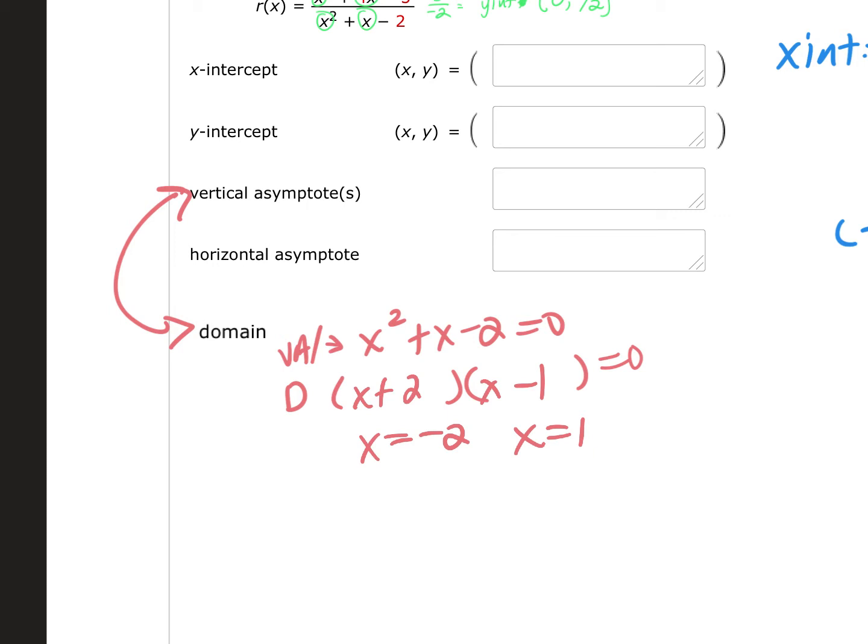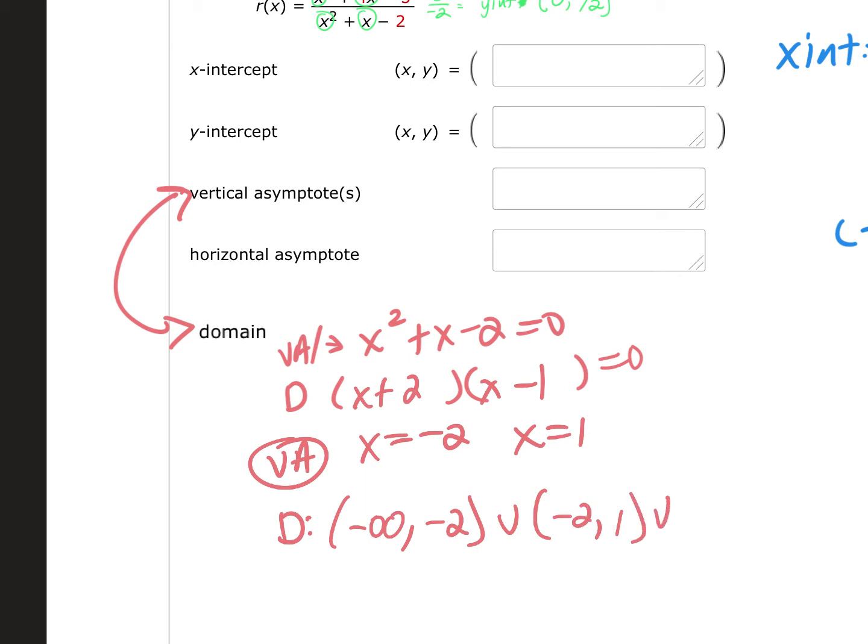So then once I have my vertical asymptotes, I can now state what my domain is. What is your domain? I can use any number in the entire world except for -2 and 1. So how do I say that? -infinity to? Perfect. Perfect. Yes, ma'am. Fantastic. Good job. Good job.